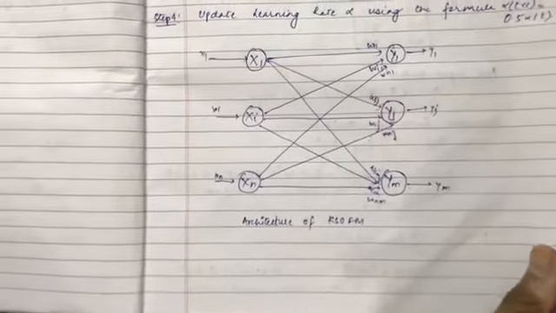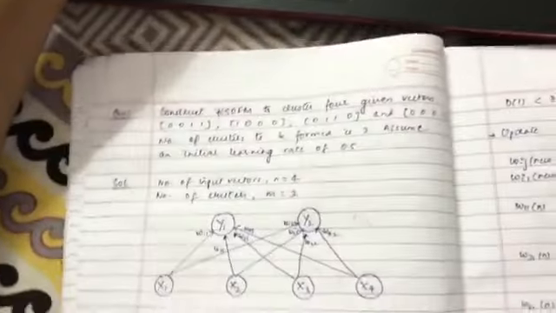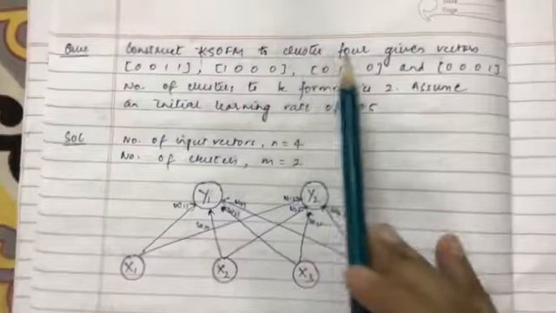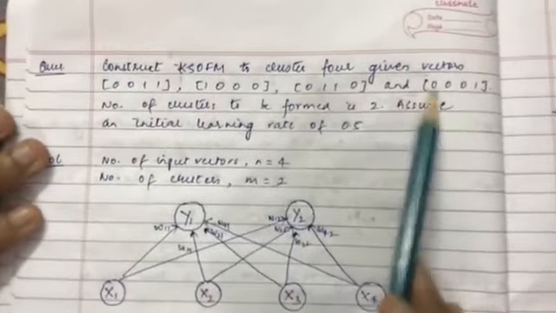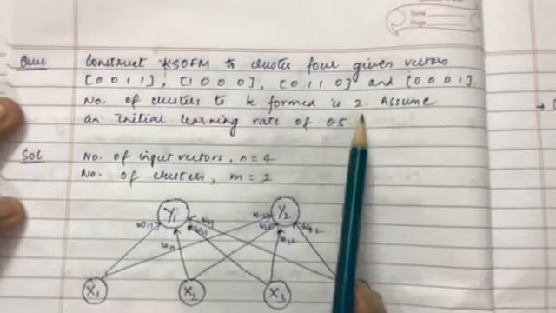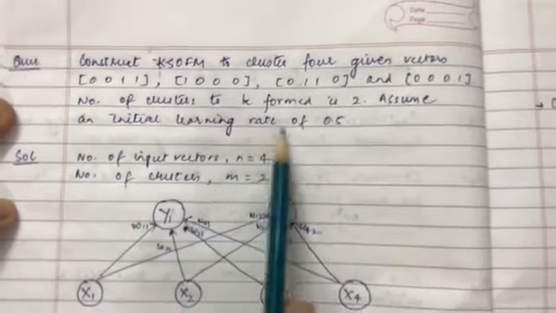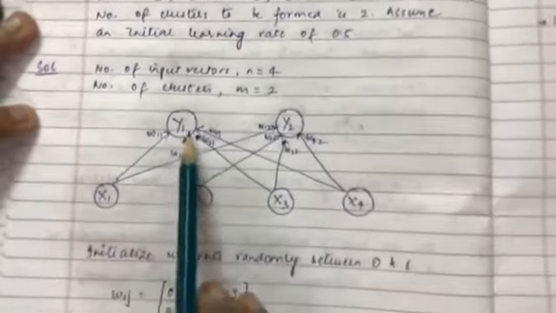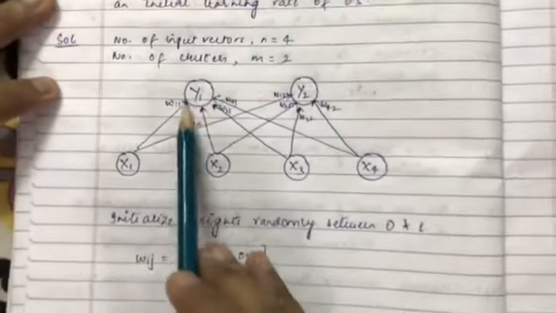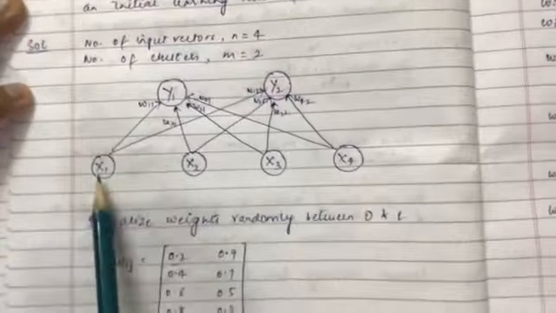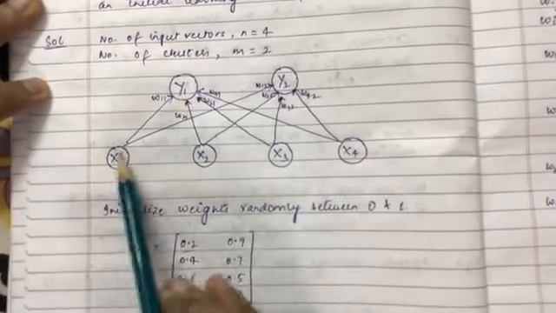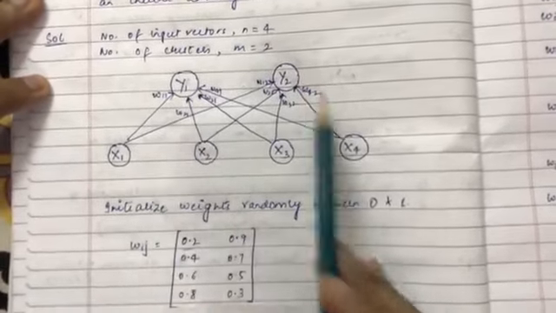So let us look at the question. Construct KSOFM to cluster 4 given vectors. We have been given 4 vectors. Number of clusters to be formed is 2. Assume an initial learning rate of 0.5. So we have been given 2 clusters, therefore we'll make 2 clusters y1 and y2, and we have been given 4 input vectors, therefore x1, x2, x3, x4, and they all are connected with the clusters.